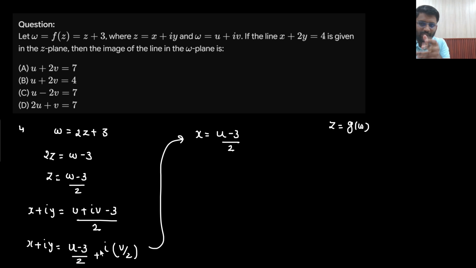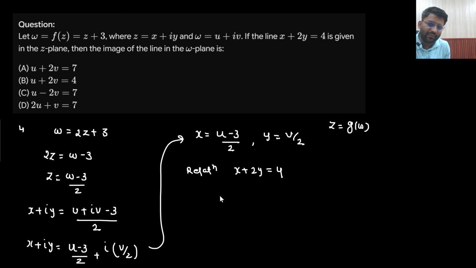Let me check the calculation. Omega minus 3 divided by 2, u plus iota v, u minus 3 divided by 2. And y is coming out to be v by 2. Now, what is the relation given? Only relation we have is x plus 2y equals to 4.